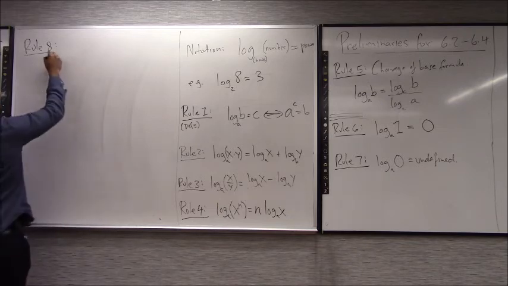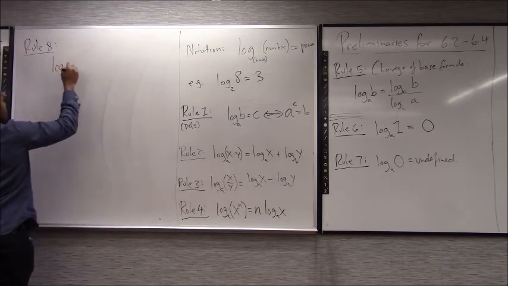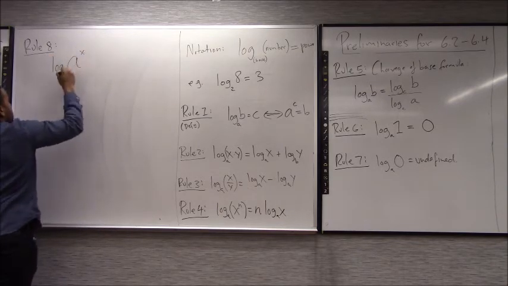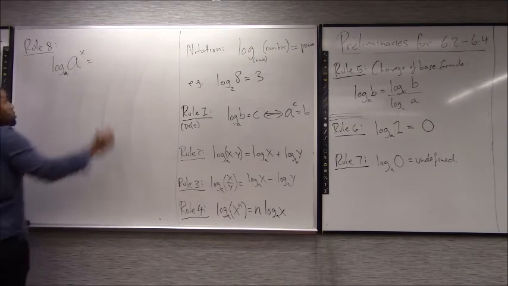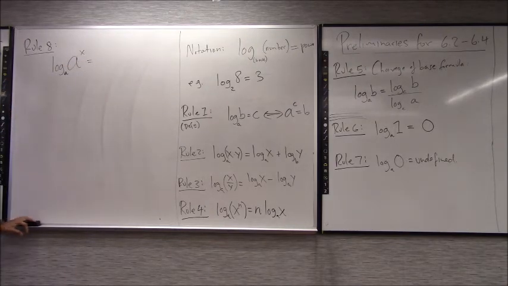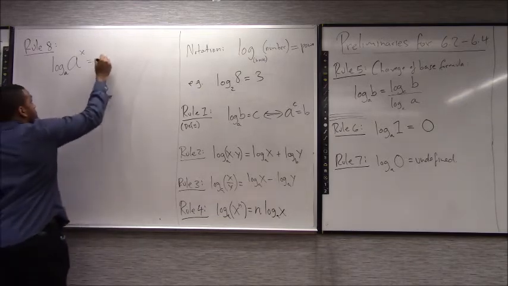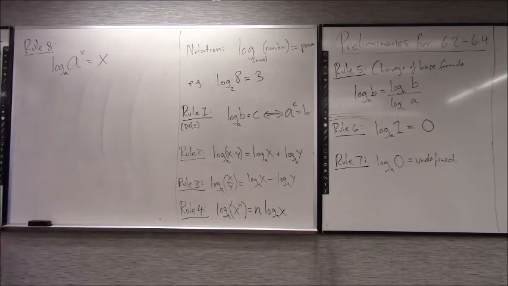Which one do I want? Let's say log to the base a of a to the x is equal to x. Why? Because the logarithm of a number to a given base is the power you have to raise the base to in order to get the number. What do you have to raise a to in order to get a to the x? x.